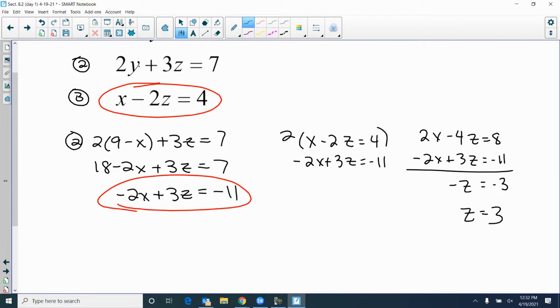Get all whole numbers. Okay, so like you said, yours might not look the same as this, which is absolutely fine.